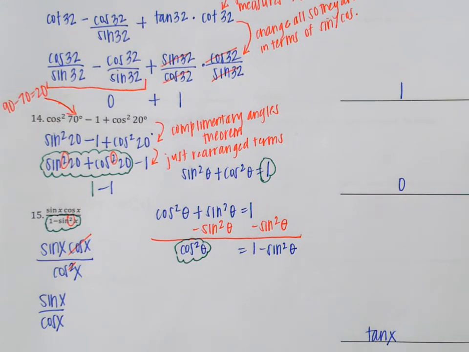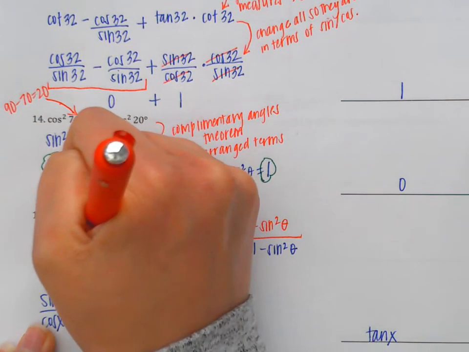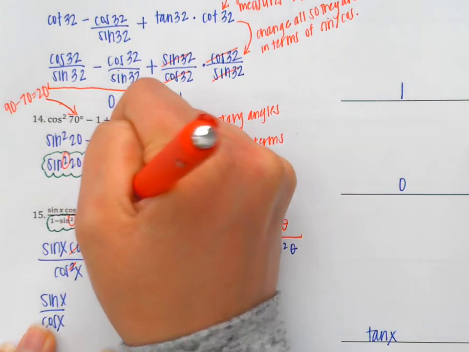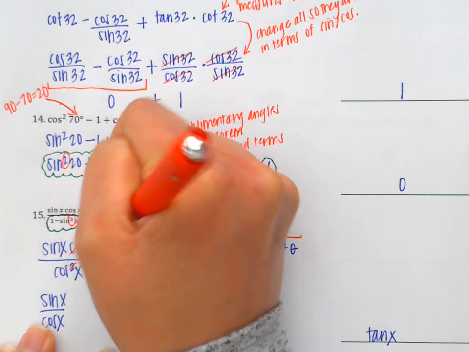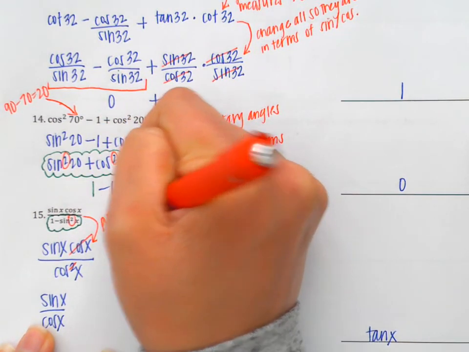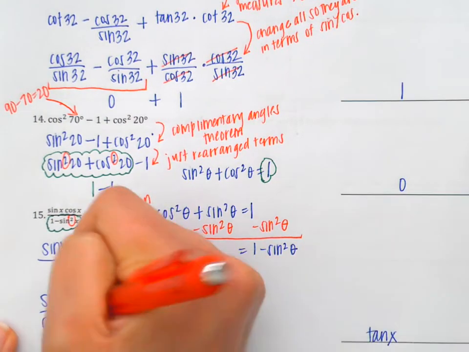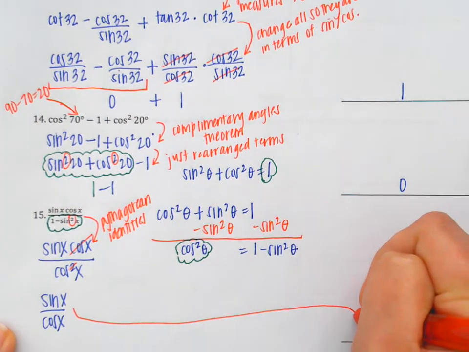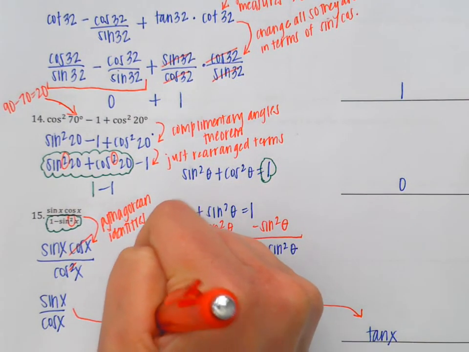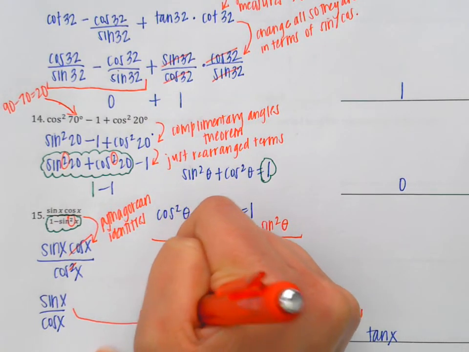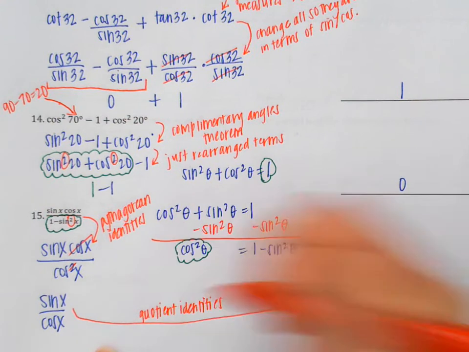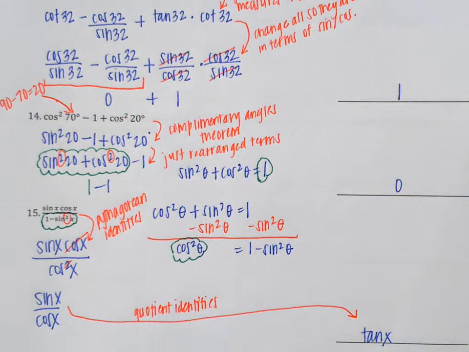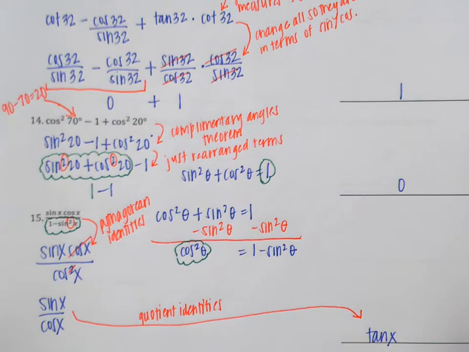So we first just used the Pythagorean identities and rearranged it. I canceled, and then this to that is using the quotient identities. Knowing that, okay, sine over cosine is tangent, cosine over sine simplifies to be cotangent.